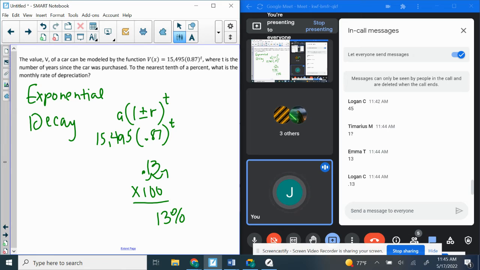Good job, Emma. So 13, but then it says as a percent. So we got to switch it back to a percentage because remember, inside the parentheses is as a decimal. Again, relative to $1, which is 1.00, which is the same thing as 100%.